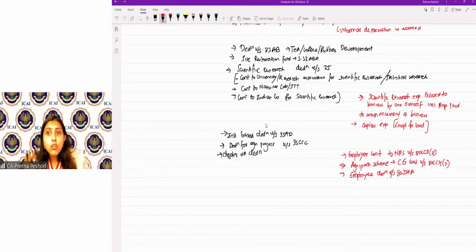Carry forward and set off of losses. So any carry forward or unabsorbed depreciation is allowed, but it should not be attributable on account of these expenditure. So if, let's say, for example, I had the brought forward losses, which was because I claimed these deductions which are not allowed under the 115BAC, then I will not be allowed the set off of the losses. But otherwise, the carry forward or the unabsorbed depreciation, if it is not on account of these expenditure, then it will be allowed.